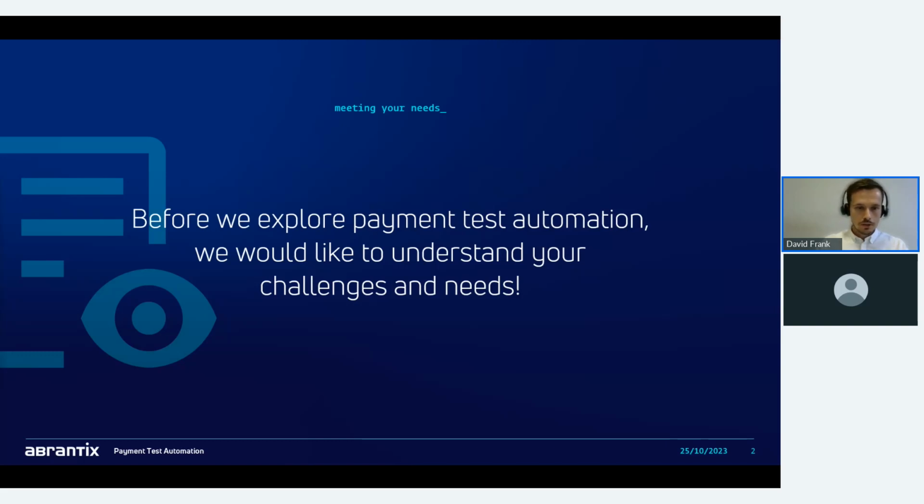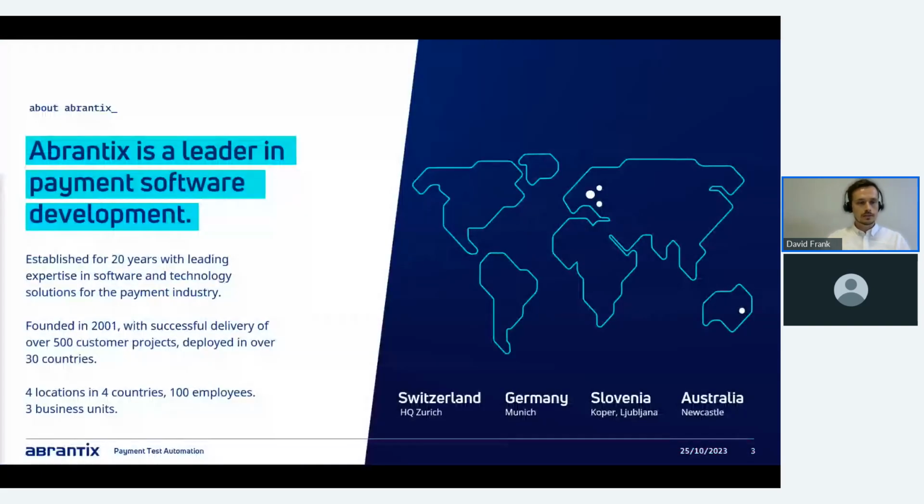What we do at Abrantix, we are a company which is based in Switzerland. We were founded a bit more than 20 years ago in 2001, and we have offices in different locations. All of our payment test automation is happening in Switzerland and Slovenia, where we have our development team and also the production for the robots. And we have an office in Australia, which helps us to cover the APAC region for support and also for sales tasks.